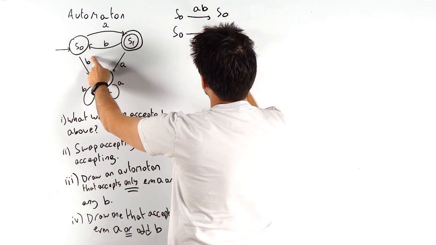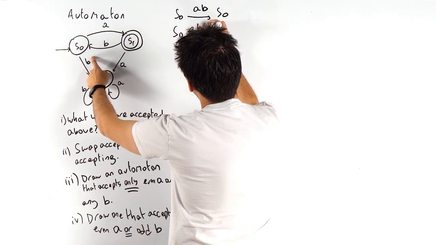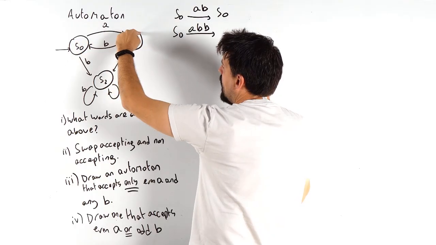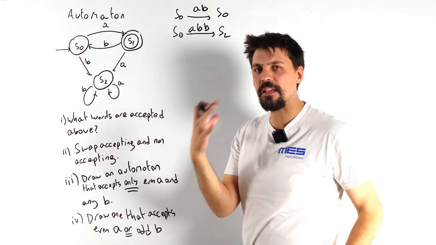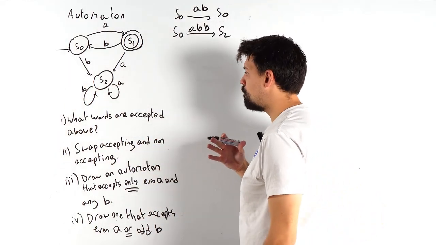If I start in S0 and I get the input A, B, B, I will go A to B to B. I'll end up in S2. And that's the vibe we're going for here.